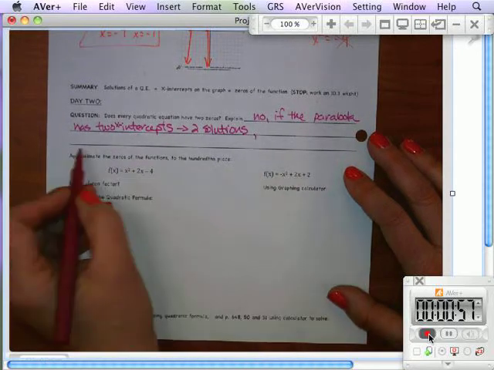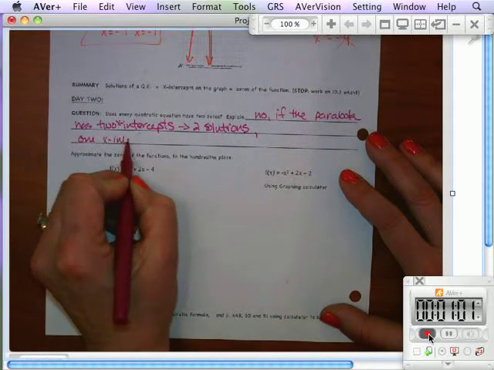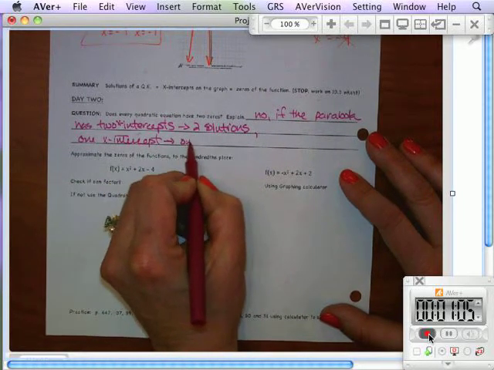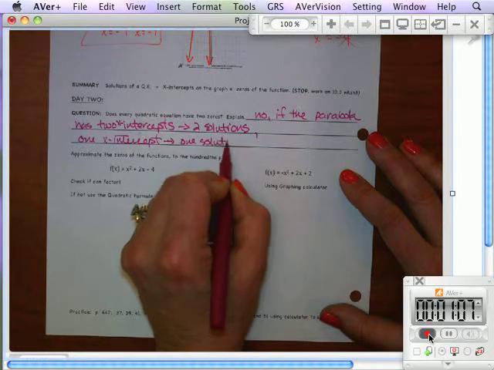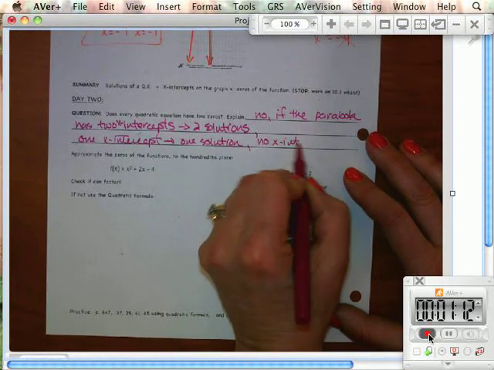Okay, if it has one x-intercept, it only has one solution. And then if it has no x-intercepts, it's considered what? No solution.